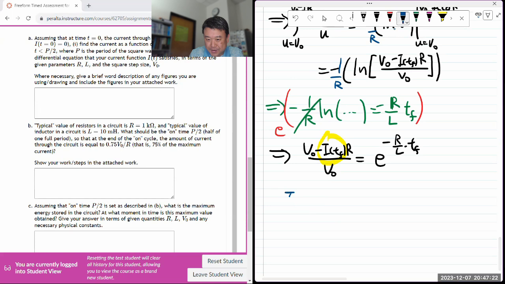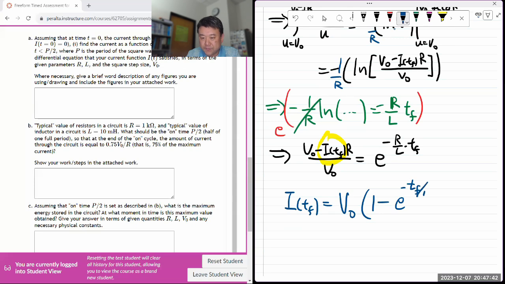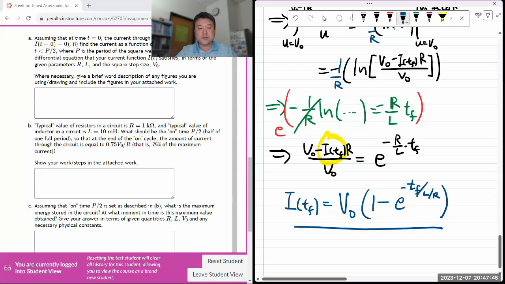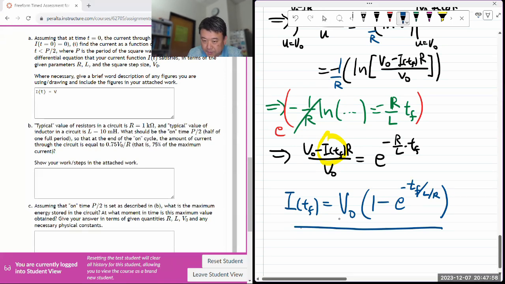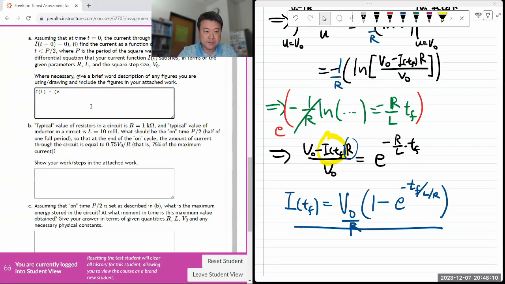So when you finish the algebra, I as a function of time should be equal to V naught, factored out, times 1 minus e to the minus, and I prefer to write it this way, t final divided by L over r. So that's your expression for current, which you could have looked up from a textbook. But wait, did I forget something? I forgot to divide by r from this r here. So I of t is V naught divided by r times 1 minus exponential of minus t divided by L over R. Good.